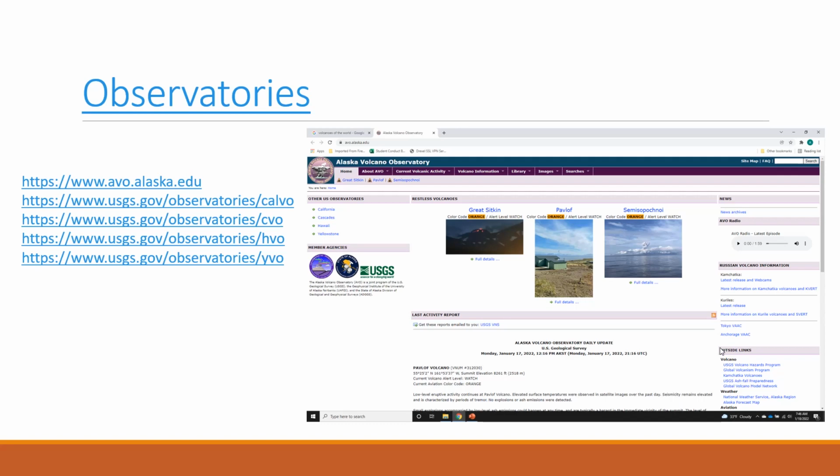AVO and HVO, Hawaii and Alaska, are probably the most active with monitoring because those are where we have the most activity. Cascades, luckily we don't have a lot of activity there. They do a lot of research though, but they are constantly monitoring the Cascades. Those are the ones in the Pacific Northwest. Yellowstone and California are kind of built into some of the other observatories, which again are more of the research.